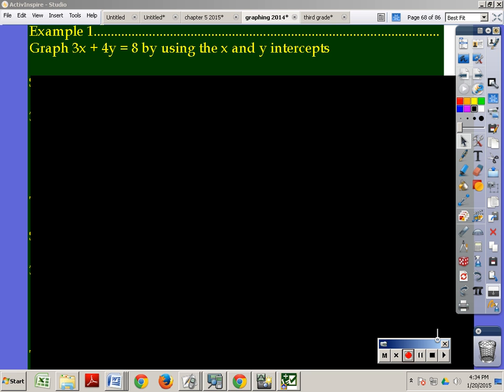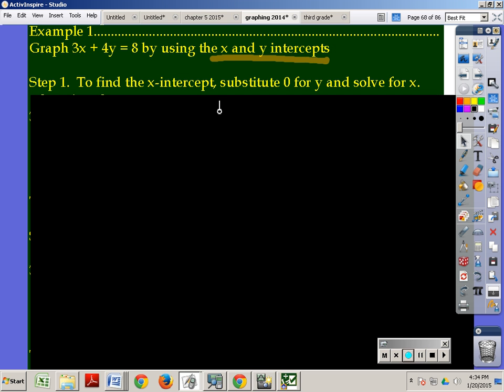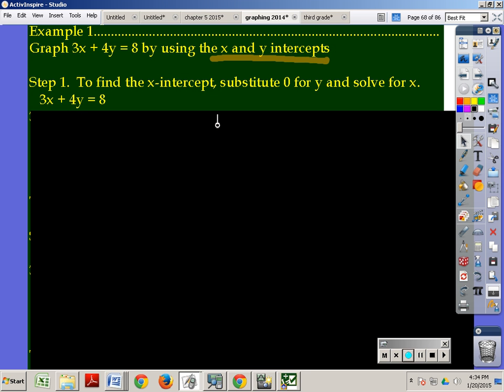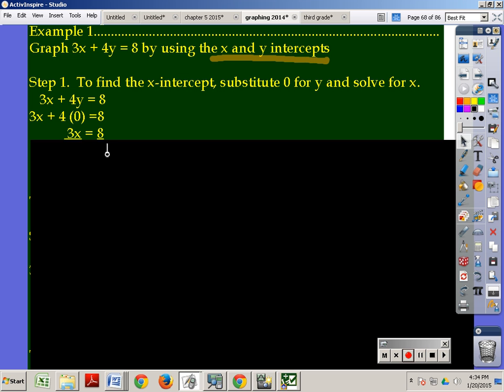Here is another way to graph just by using the x and y intercepts. We can graph the equation 3x plus 4y equals 8 without having to solve for y. We can just use the x and y intercepts. So we do that just by substituting in 0 for y, solving for x, and that's going to give us the x-intercept. So we're going to replace y with 0 and solve for x.